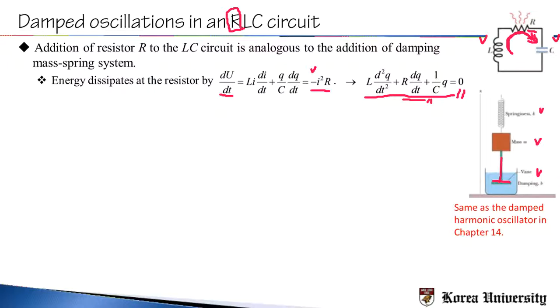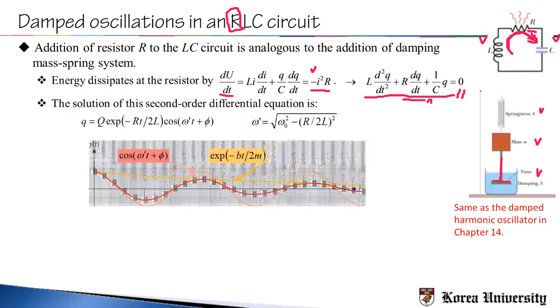Okay, so in this case, the solution of this differential equation can be found in the same way we did in chapter 14. And this figure actually comes from chapter 14, and it shows you how the displacement of this mass changes as a function of time, right? So it actually looks like a cosine function, but its amplitude is decreasing by an exponential function. So in this system, we had exponential of minus bt divided by 2m, and this b was the damping constant.